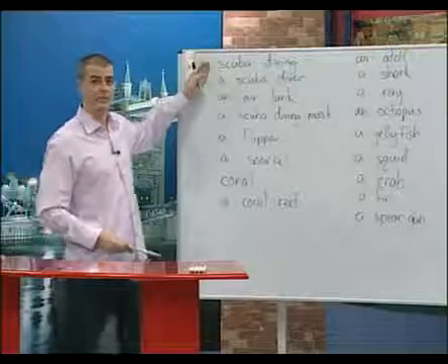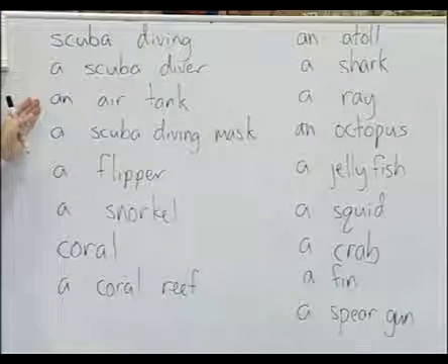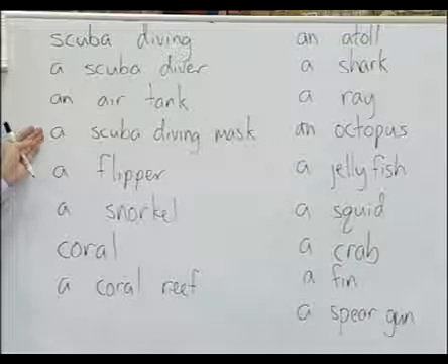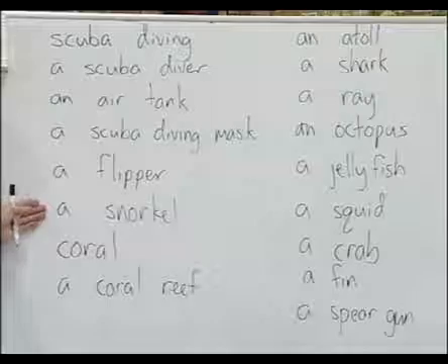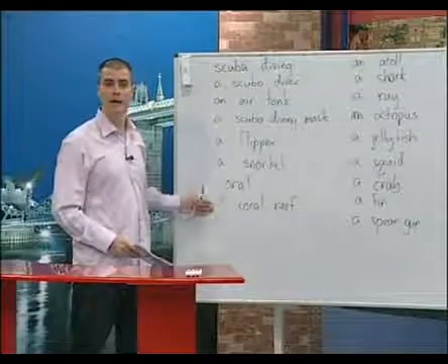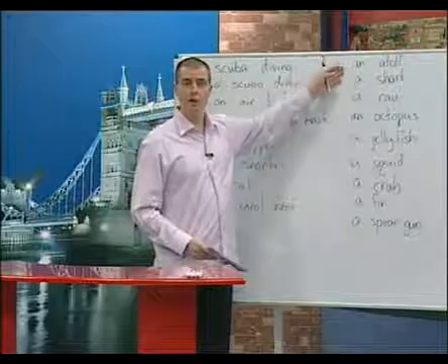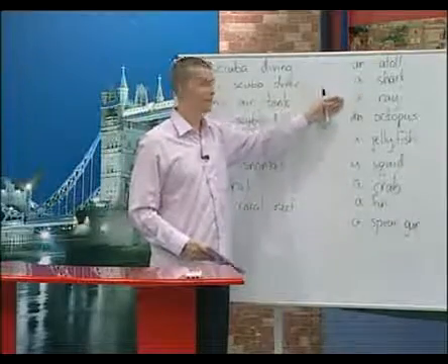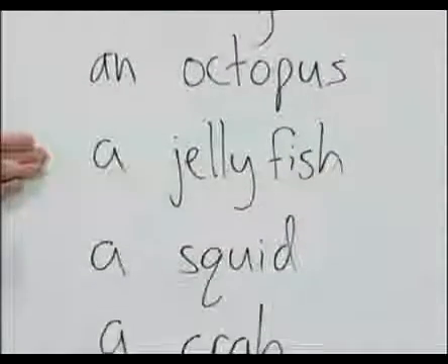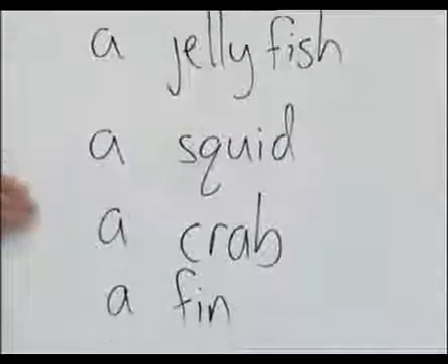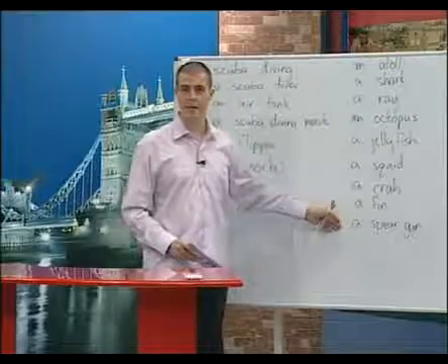Scuba diving. A scuba diver. An air tank. A scuba diving mask. A flipper. A snorkel. Coral and a coral reef. An atoll. A shark. A ray. An octopus. A jellyfish. A squid. A crab. A fin. And a spear gun.